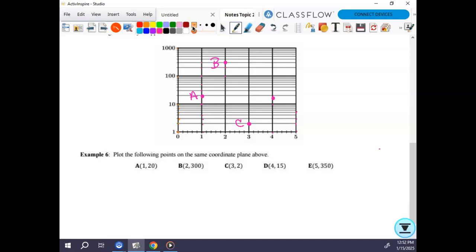So that's D, and then E is at 5, 350. So here I am at 5. This is 1, 2, 3, 50, and again, I'd be closer to the 4, but because that's such a small space, if you just put it in there, you can't really tell how far off you'd be anyway. So you're fine. Okay. What questions do you have?